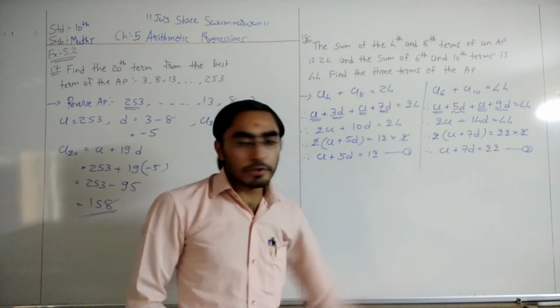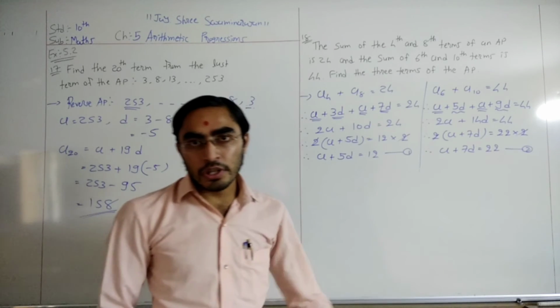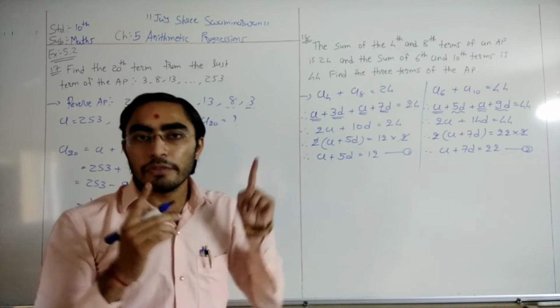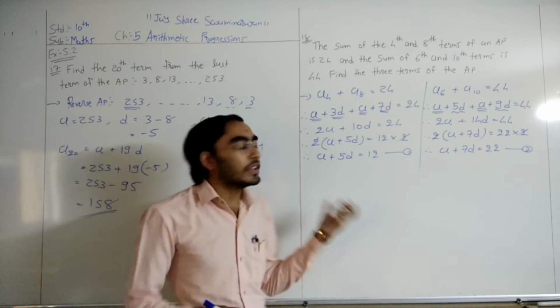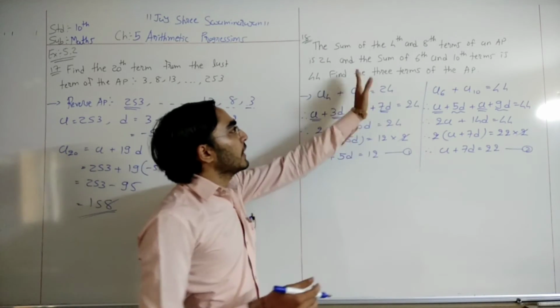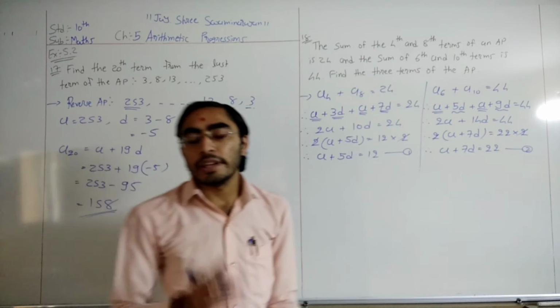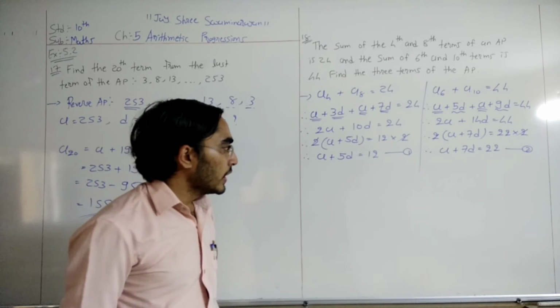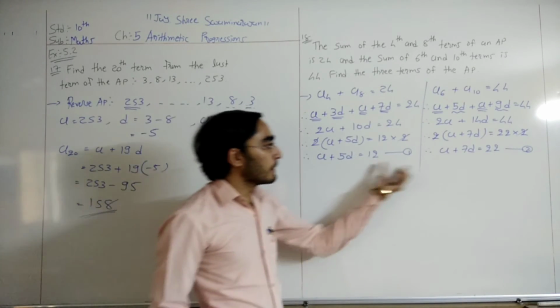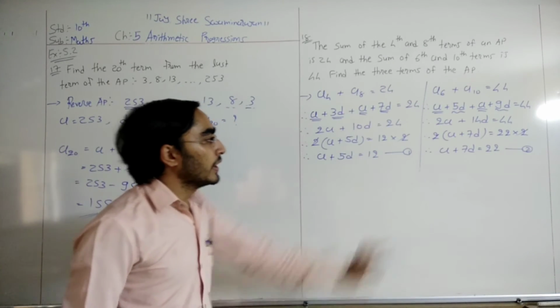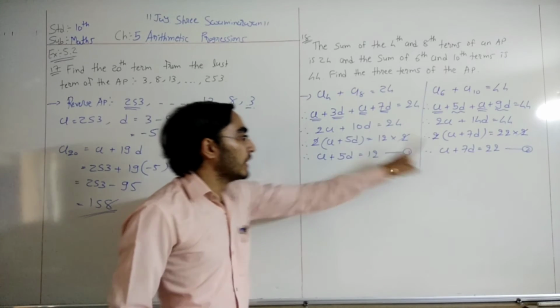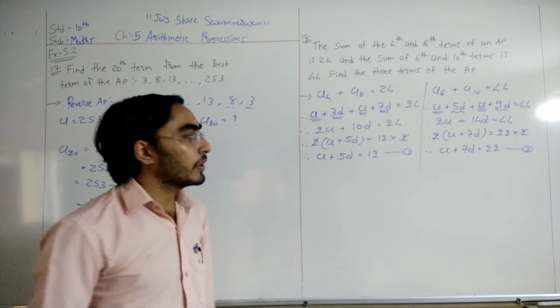Okay, we have the two equations. From these two equations, we can get the value of a and d. And if we can get the value of a and d, we can find the three terms of the AP. Now, a + 5d = 12, a + 7d = 22. So we can use the elimination method and eliminate a, because a is the same in both equations.